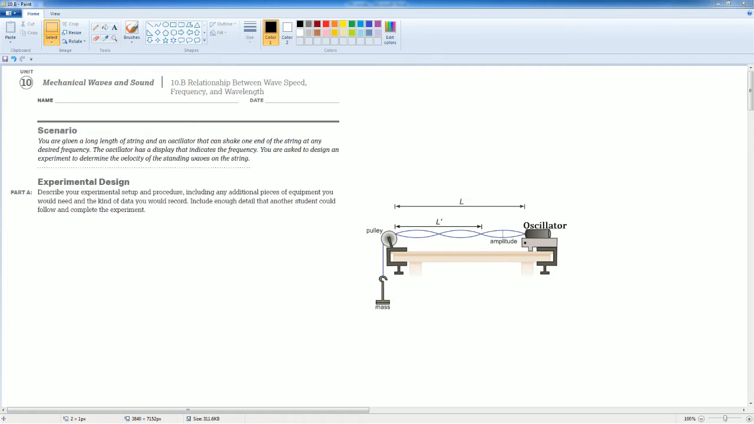Welcome to the AP Physics Workbook tutorial. This is Unit 10, Mechanical Waves and Sound. The section is 10.B, Relationship between the wave speed, frequency, and wavelength.